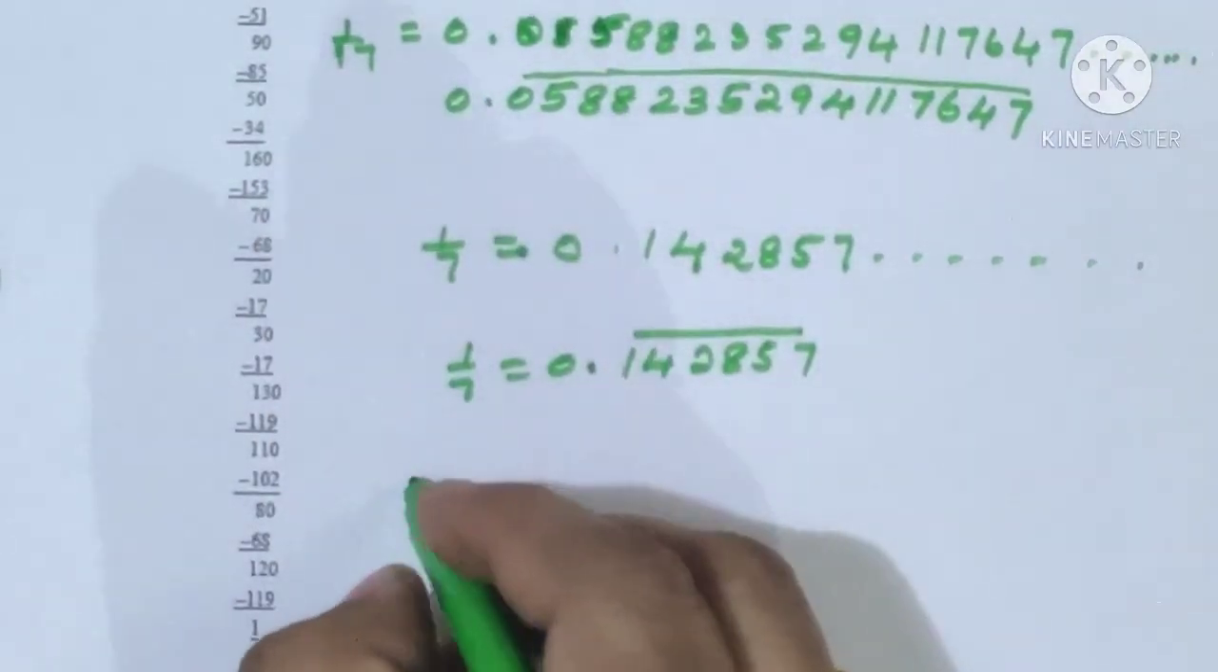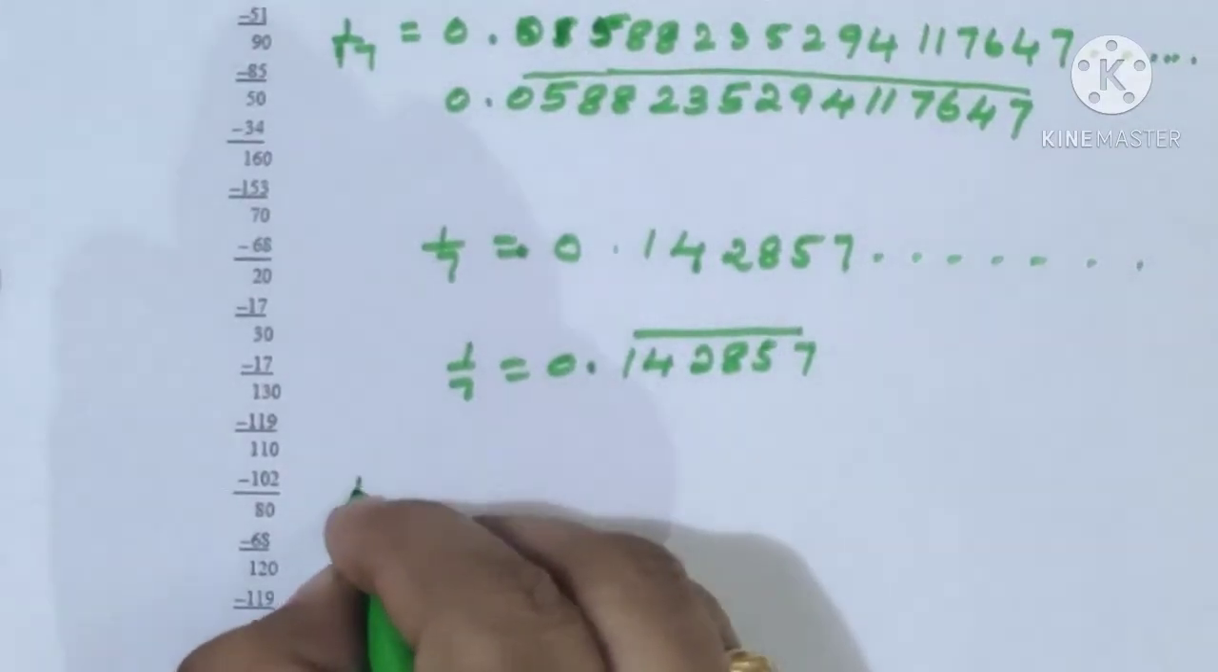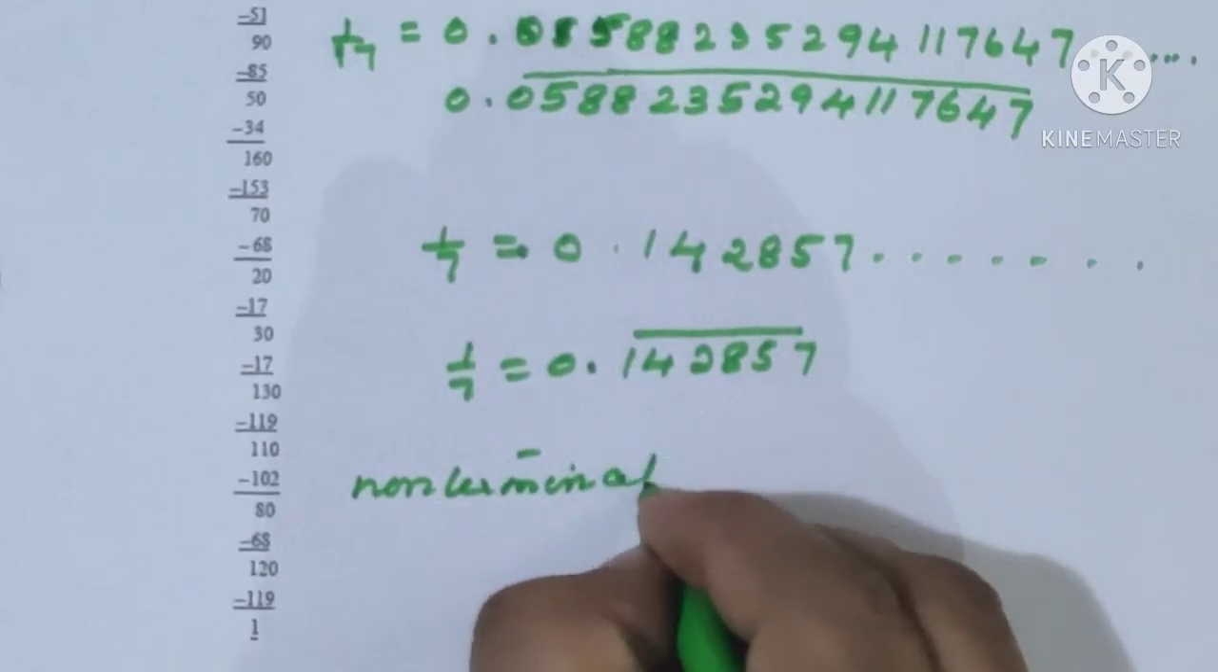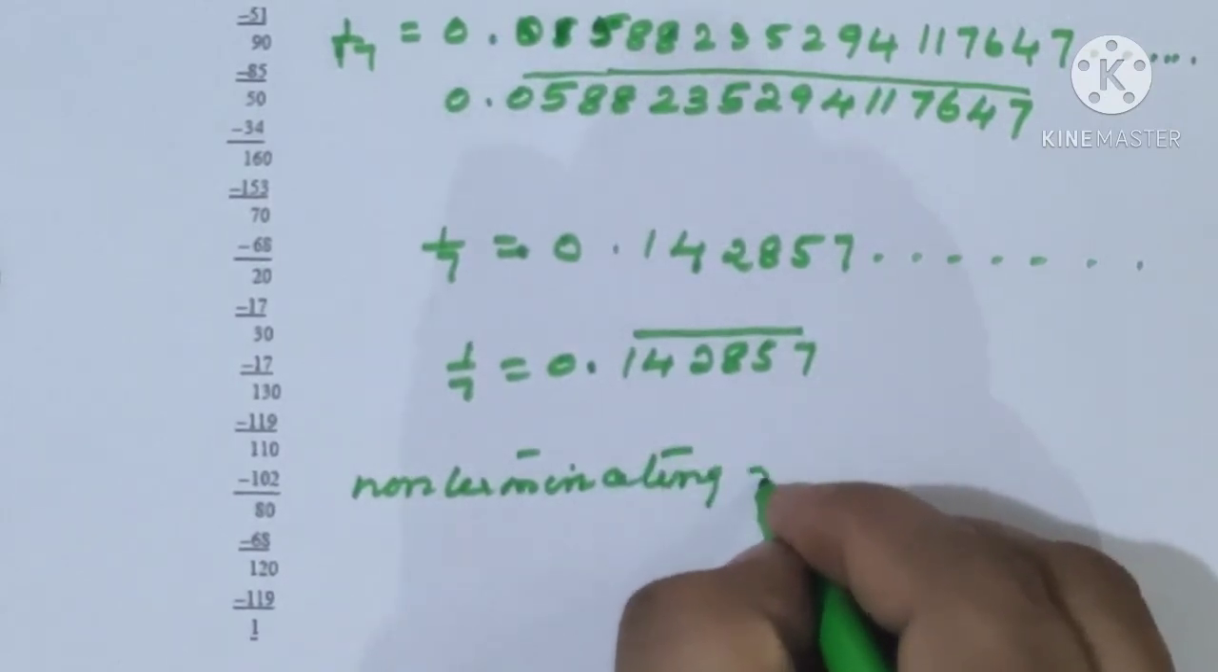Now what type of decimal expansion are we getting here? Non-terminating recurring one.